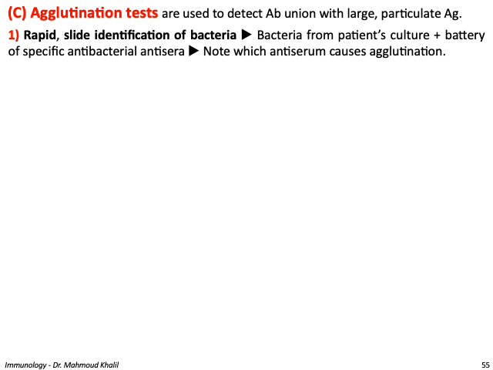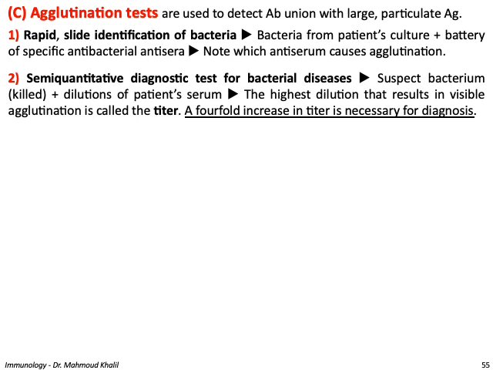Agglutination tests. These tests are used to detect antibody union with large particulate antigen. These are rapid slide identifications of bacteria. Bacteria from a patient's culture plus a battery of specific antibacterial antisera, and you must note which antiserum causes the agglutination. It's a semi-quantitative diagnostic test for bacterial disease.